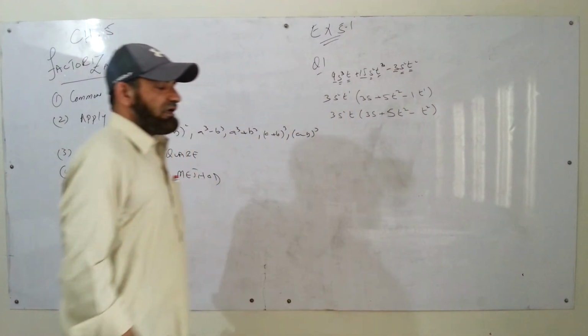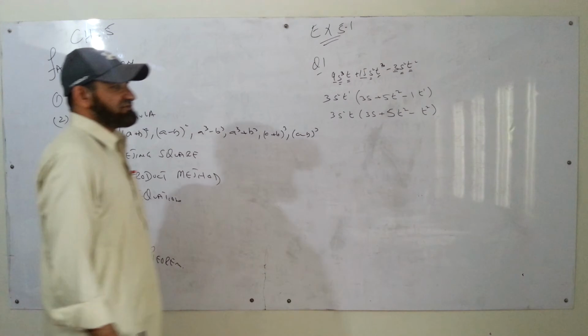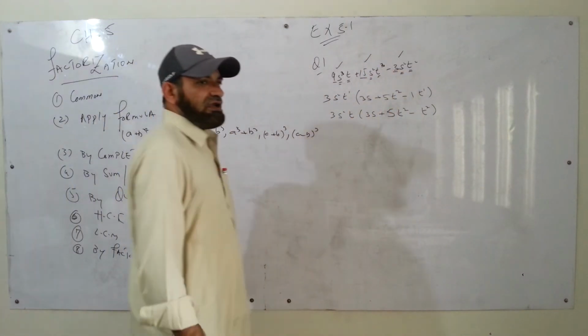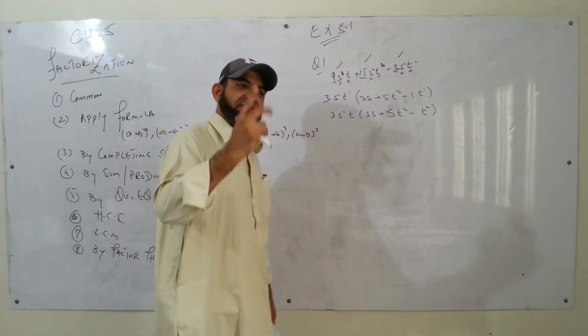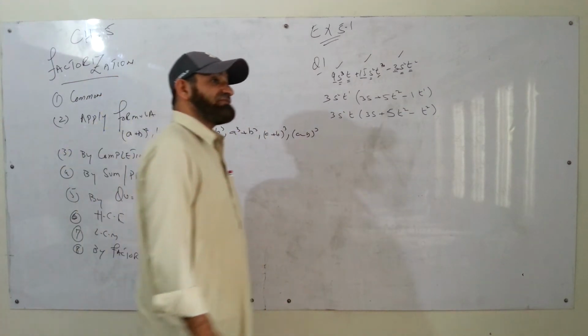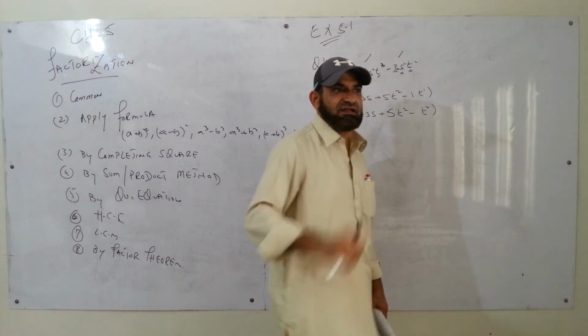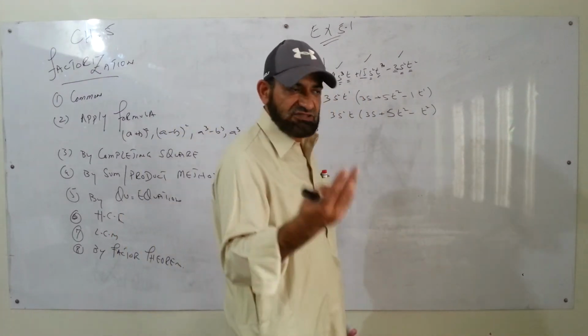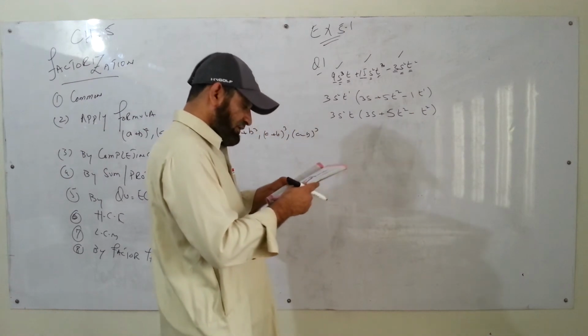Now, if the expression consists of 2 terms, we make 1 bracket. If it consists of 3 terms, we make 1 bracket. If it consists of 4 terms, we make 2 brackets. If it consists of 6 terms, we make 3 brackets.